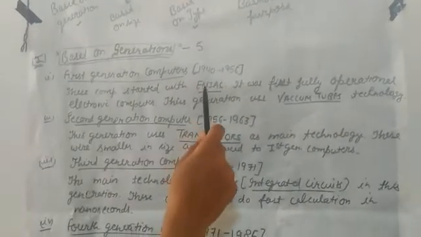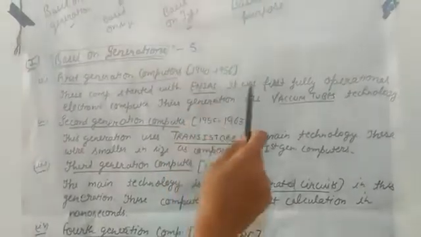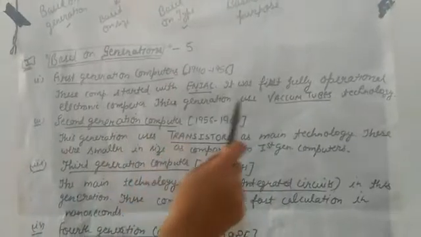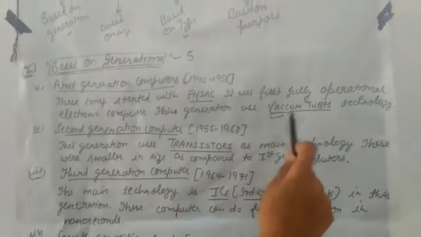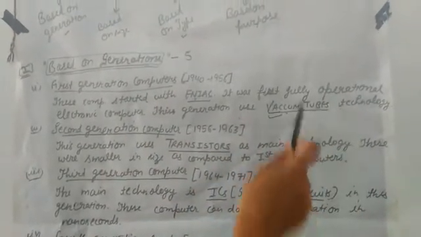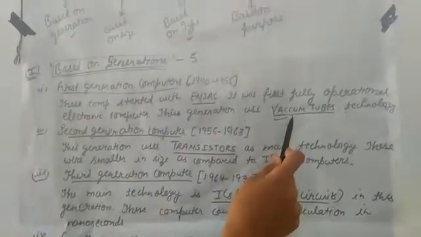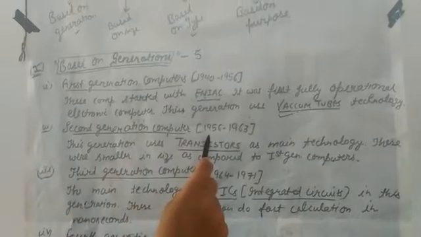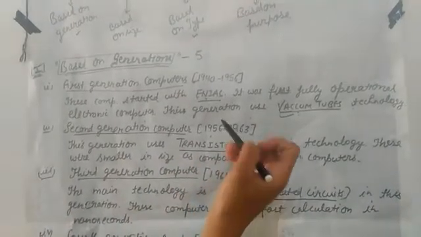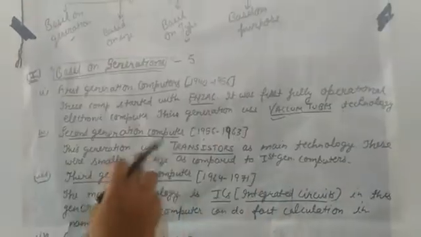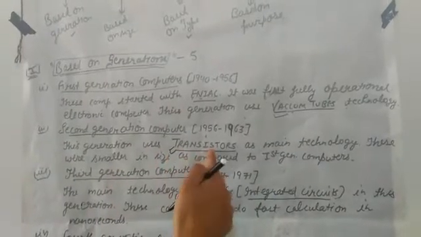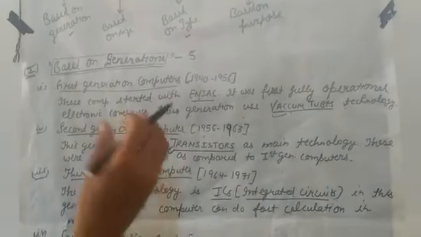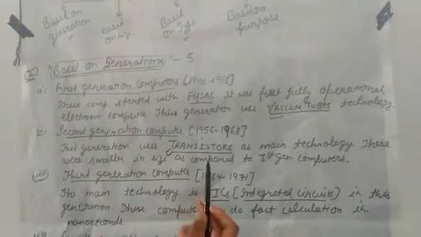It was the Electronic Numerical Integrator and Computer, the first fully operational electronic computer. So this generation uses what? Vacuum tubes as their main technology in the first generation computers, and their size is very big. Now second generation computer exists from 1956 to 1963, and this generation uses transistors as their main component, and these were smaller in size as compared to the first generation.